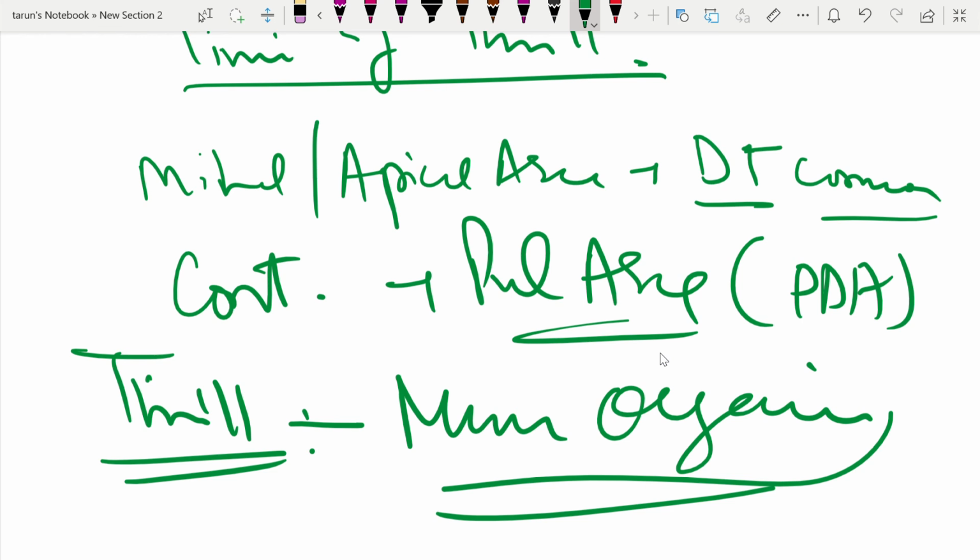Sudden appearance of a thrill usually indicates subacute bacterial endocarditis or failure of the prosthetic valve.